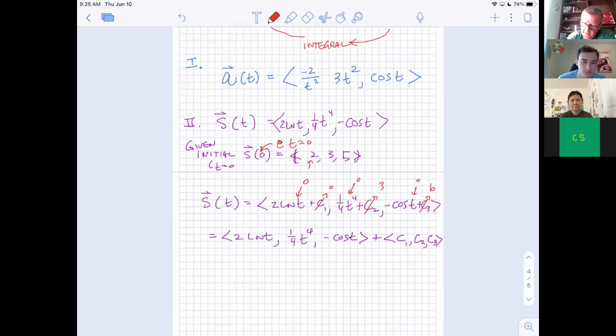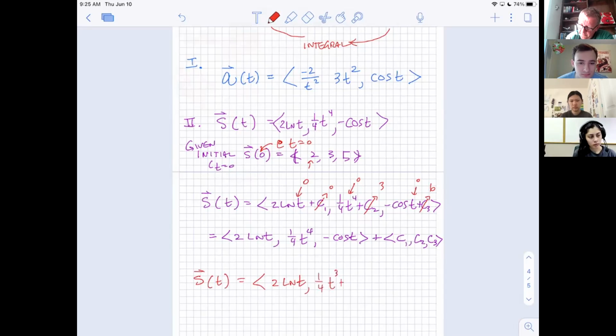And so the actual answer for this for S of t then, with those constants in it, is 2 natural log of t, and we found out C2 is actually 3, so it's 1/4 t cubed plus 3. And we found out that the constant 3 was actually 6, and so now that's actually the correct.